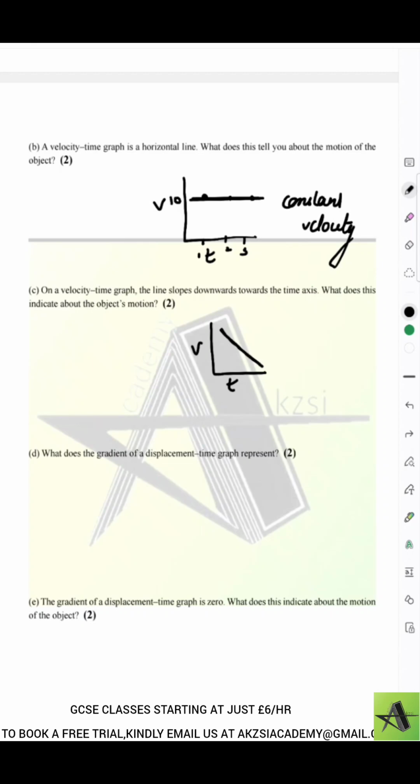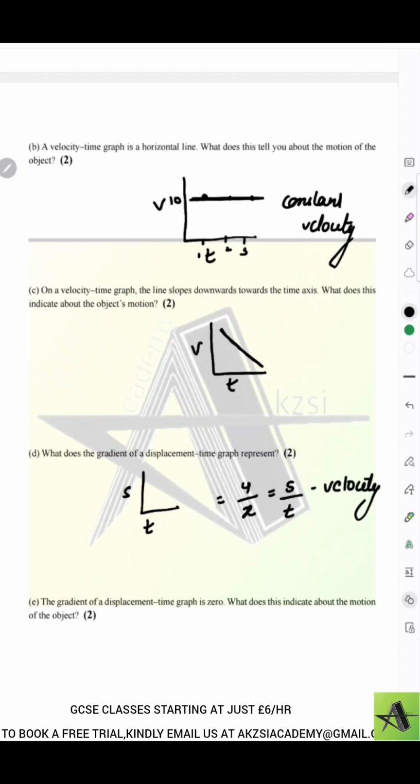Part D, what does the gradient of a displacement time graph represent? A displacement time graph will be doing the same. Displacement time gradient is change in y over change in x. On the y-axis it's displacement, on the x-axis it's time, and displacement over time is velocity. That means the gradient of a displacement time graph is velocity.